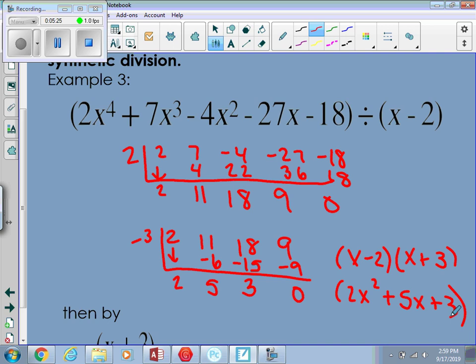And then again, we could take that and factor that to find all of the real zeros of functions, which is what we're going to get into next class or on the next video that you watch.